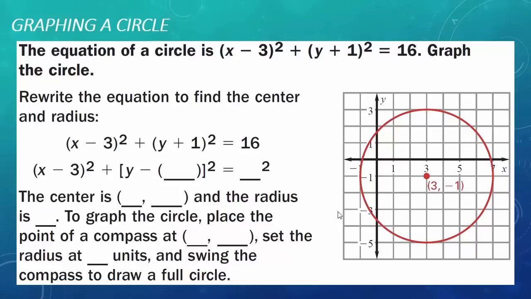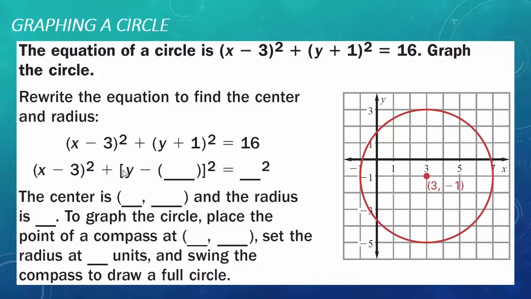Example 3 from your notes, graphing a circle. The equation of a circle is the quantity x minus 3 squared plus the quantity y plus 1 squared is equal to 16. Graph the circle. We need to rewrite the equation to find the center. We've got x minus 3 squared plus y plus 1 squared is equal to 16.